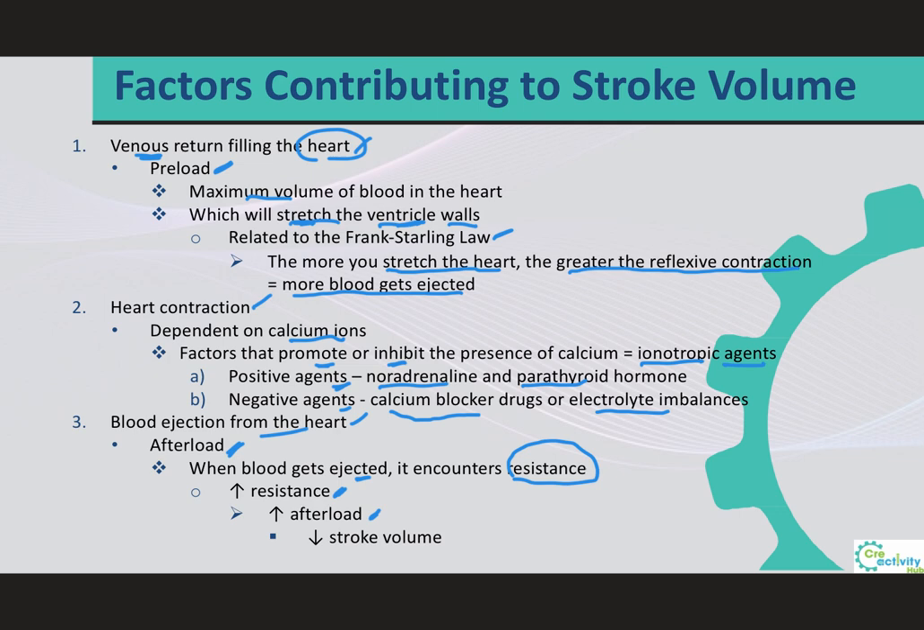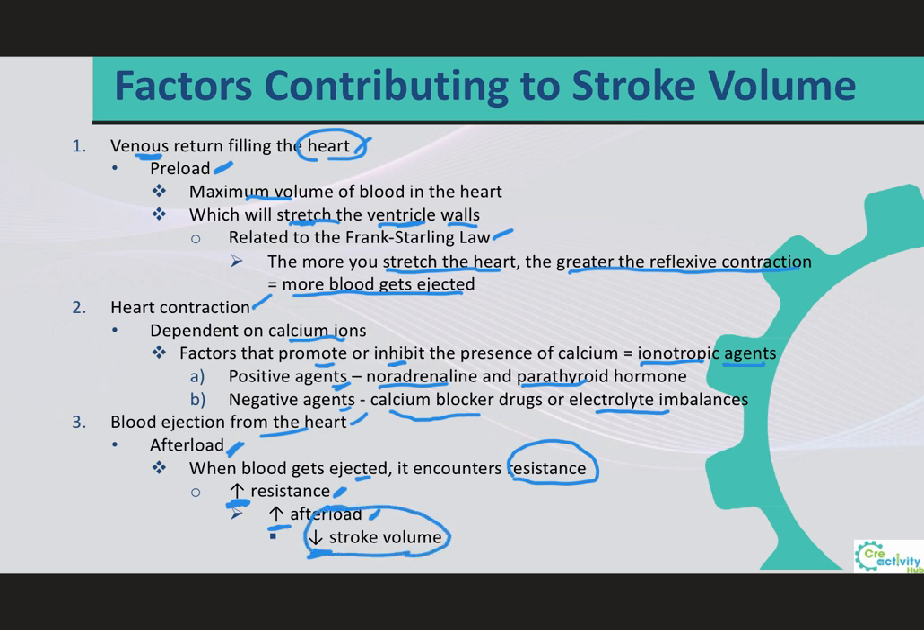As an example, we can use individuals that might have atherosclerosis, where they develop plaques in the walls of their arteries, which will narrow the diameter of that artery. And this will therefore increase the afterload, which means that it increases the resistive force that the blood is experiencing as it's leaving the heart. If this is the case, then less blood gets ejected, and the stroke volume will then decrease as well.